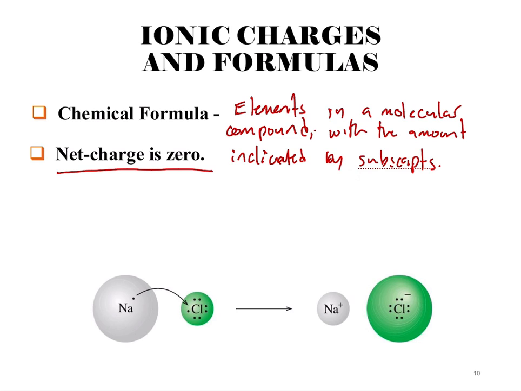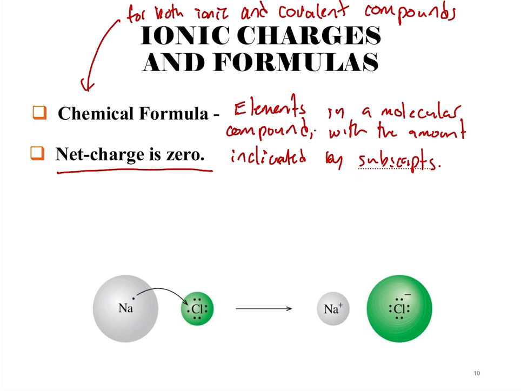Right, so this is for both ionic and covalent compounds. The molecular formula indicates how many of each atom you have in a molecule. And how do you know? The symbol.